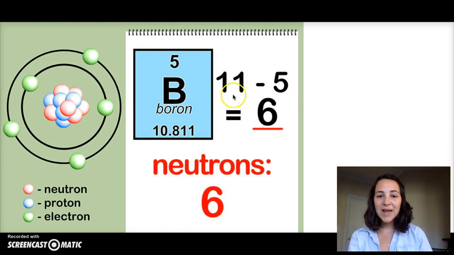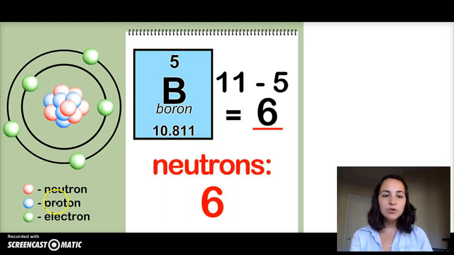All right, so if we do that calculation, we should see that boron is going to have 6 neutrons. Over here on the left, there is a picture of boron, or an atomic model of boron. In this model, you should be able to count that we have our 5 protons, we have 5 electrons, and we have our 6 neutrons.